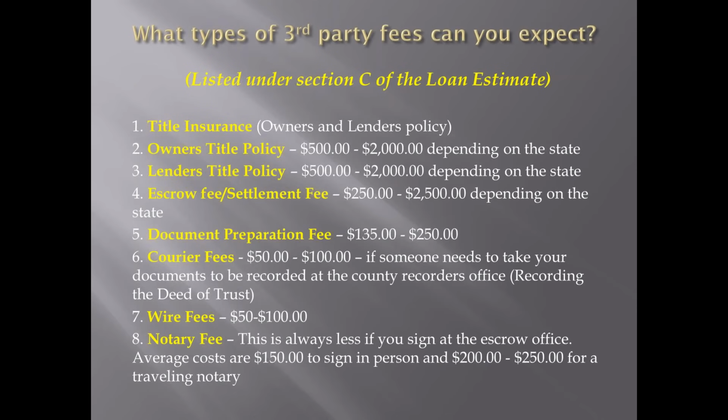Notary fee. This is always going to be less, you guys. If you're buying a home in California, it's always going to be less if you sign at the escrow office. The average costs are about $150 if you sign in person, and about $200 to $250 if you're signing with a traveling notary. If you're buying an investment property out of state, we're going to have a notary come to you to sign at your home in the evening or at your place of business, whatever's best for you, and then the notary will sign the documents with you and overnight the documents back to the escrow company in Texas. So in that situation, the max that you'll pay with most services is about $250. Minimal is going to be around $200 for the traveling notary.